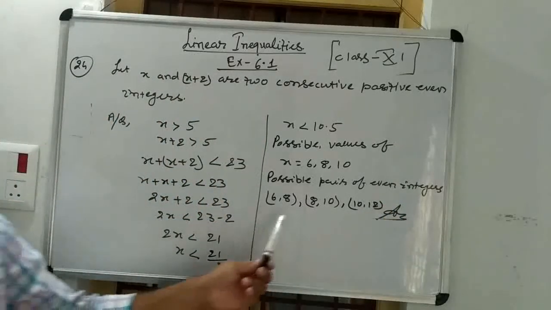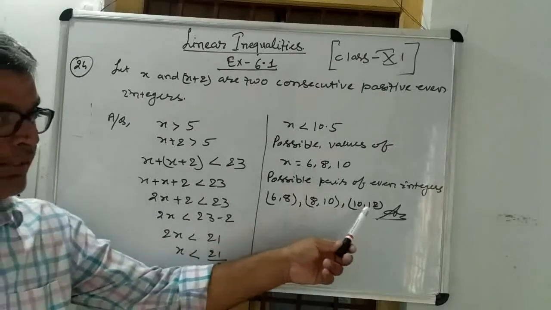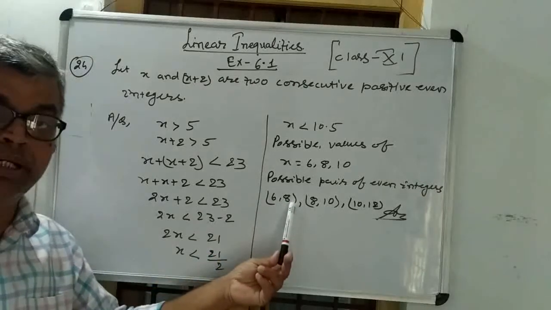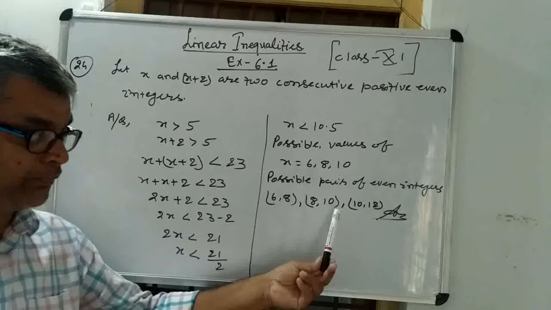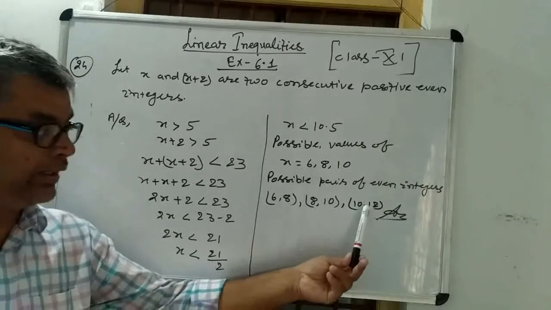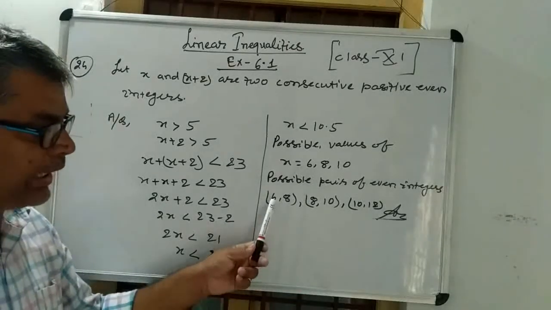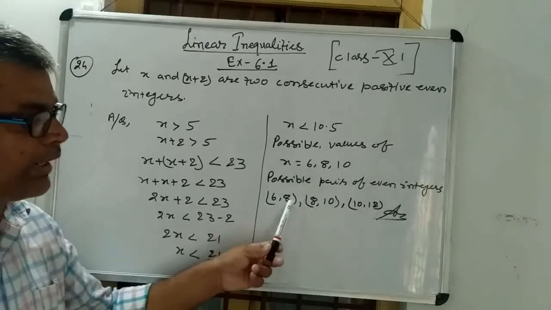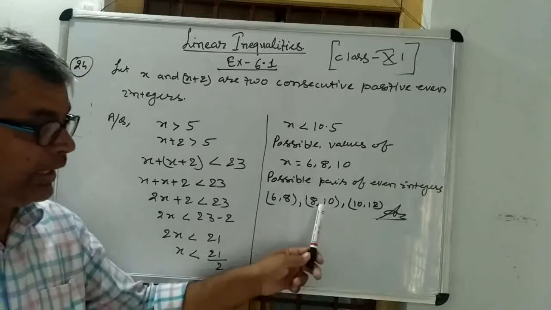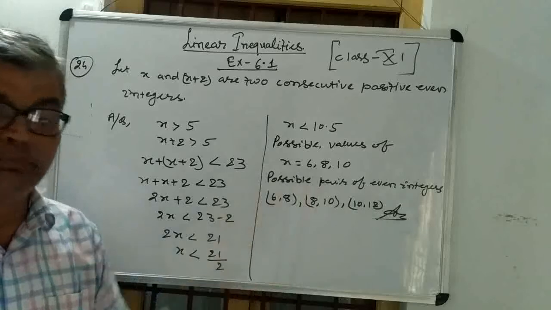So there are three pairs of solution in this case. We got 6, 8; 8, 10; and 10, 12. When x equals 6, then x plus 2 becomes 8. When x is 8, then x plus 2 becomes 10. And when x equals 10, then x plus 2 becomes 12. Now in every case you see that x and x plus 2 are more than 5: 6 and 8, 8 and 10, 10 and 12 are all more than 5.